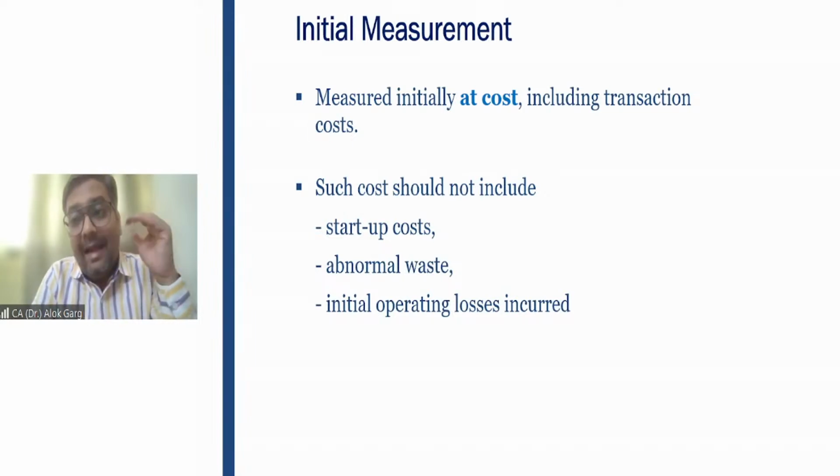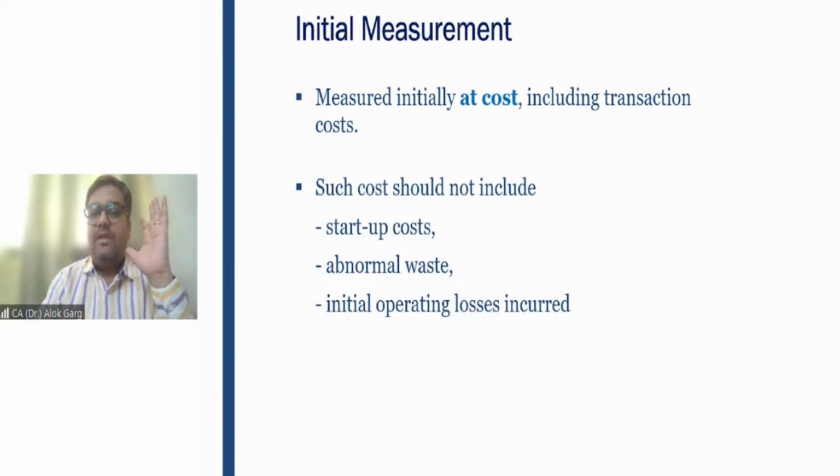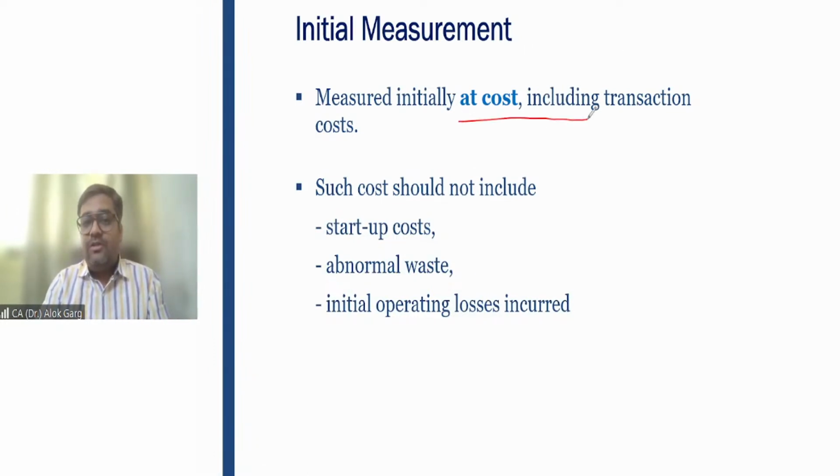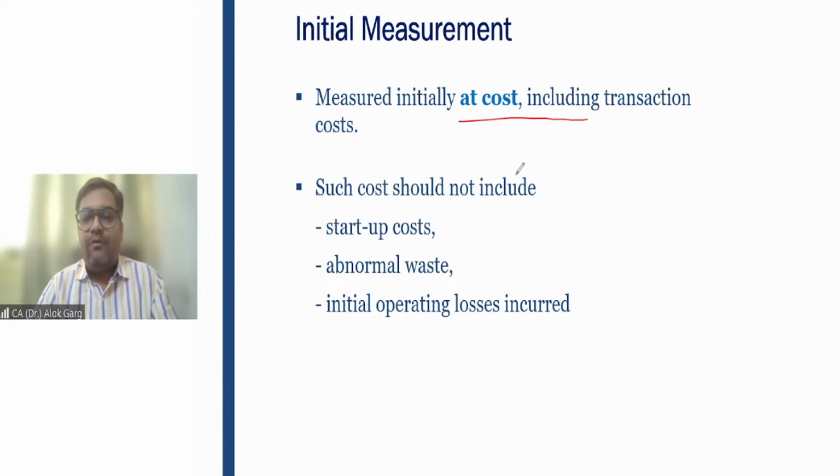Like PPE, investment property is also measured at cost, right? Including transaction cost, of course. It has to be measured at cost, right? Cost plus directly attributable taxes. For example, if a company has purchased a building, of course, price of the building plus agent commission, brokerage, stamp duty. So these all are capitalized as a part of the cost of the building.